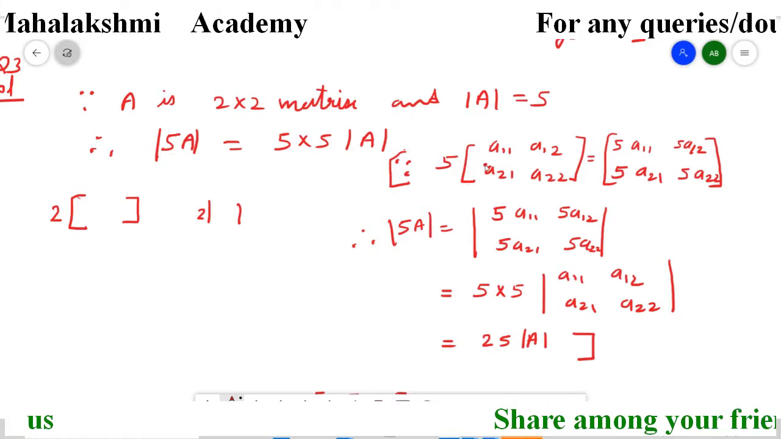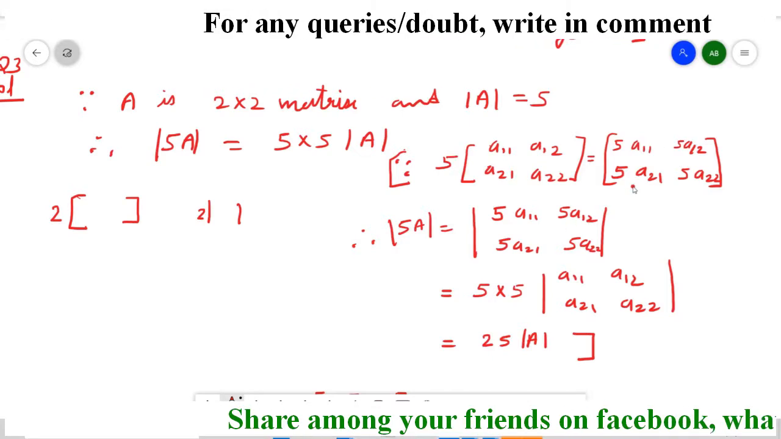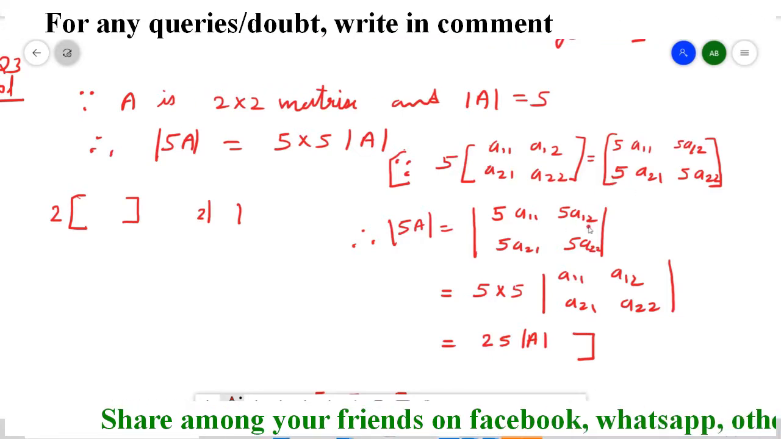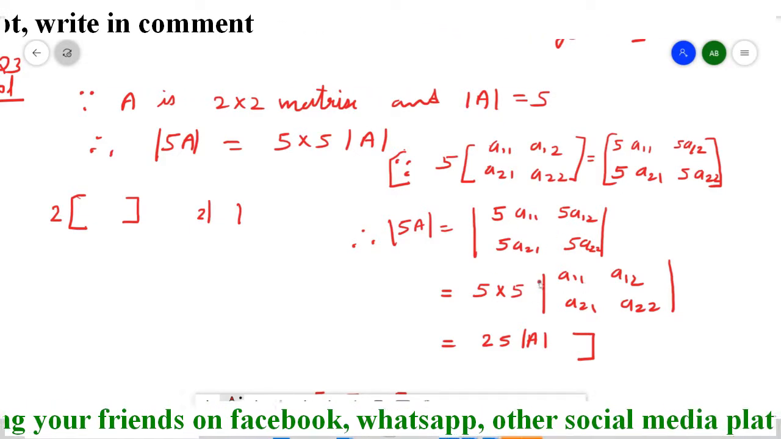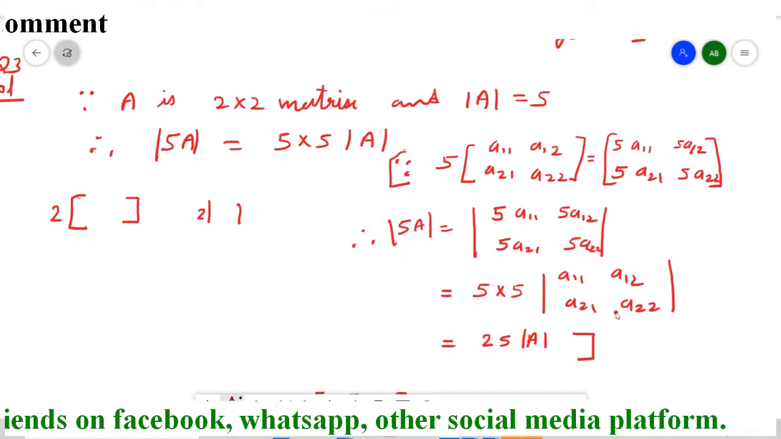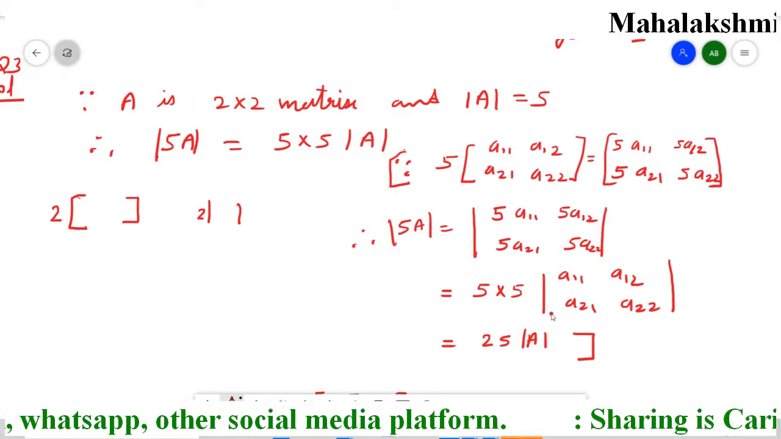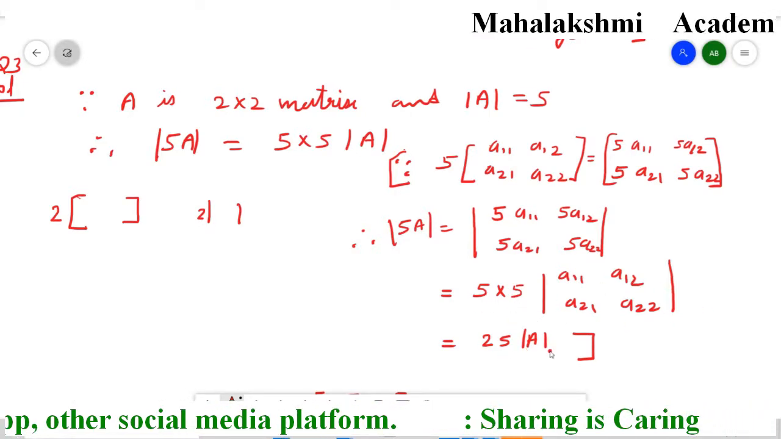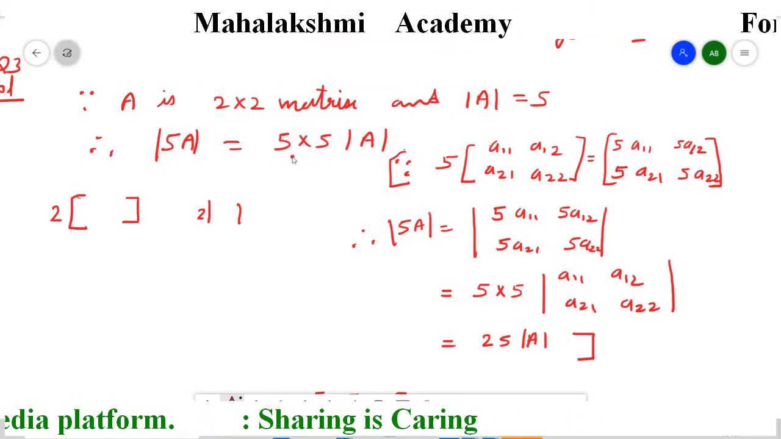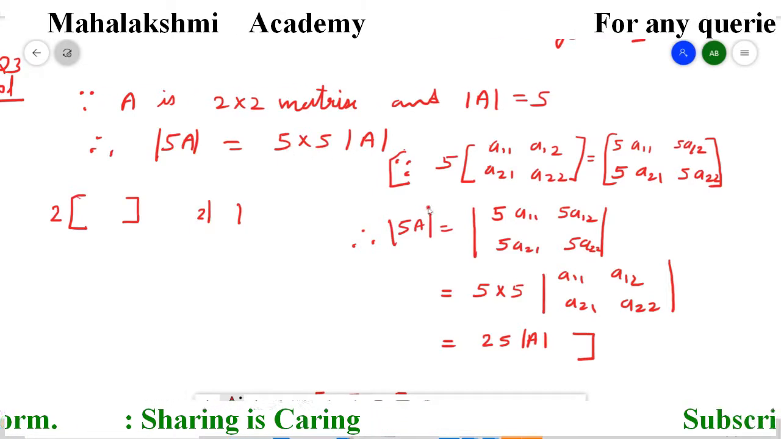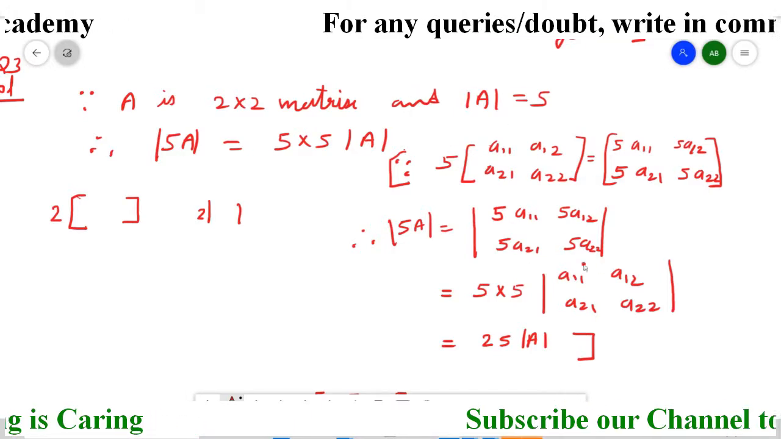When 5 is with the matrix, its meaning is 5 will multiply by all the elements. But as soon as the matrix converts to the determinant, in that situation 5 is going to come out from each row or from each column. So I took 5 common from the first row and also from the second row. So it's going to be 25 and the determinant of A. I hope it's clear to you why 5A is changed to 5 into 5 times the determinant of A, because one 5 came from the first row and one 5 came from the second row. This complete process is behind this.